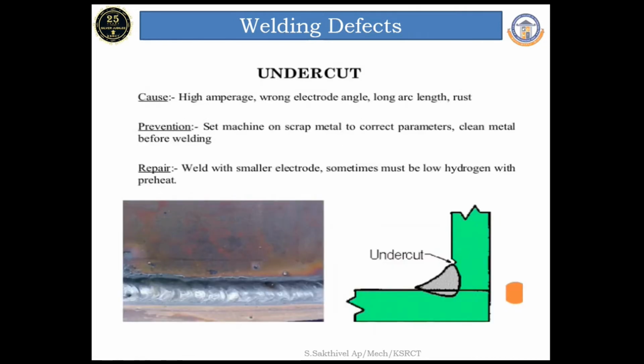It is caused by high amperage, wrong electrode angle, long arc length, and rust. So these are the causes of undercut. Prevention: how are we going to prevent the undercut? Set the machine on scrap metal to correct the parameters, and clean the metal before welding. Repairing: weld with a smaller electrode. Sometimes it must be low hydrogen with preheat.